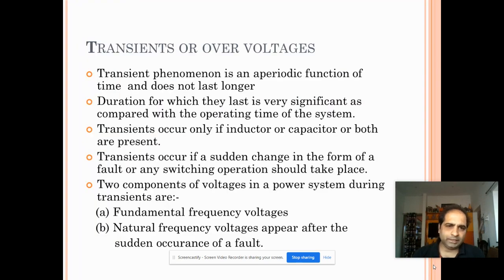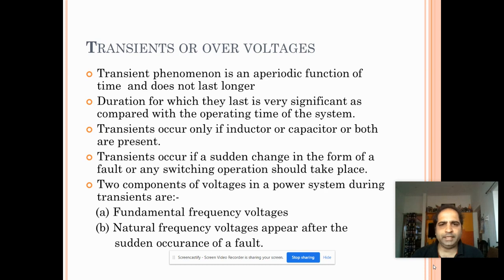Transients or over voltages. Before we go through the chapter, we'll understand what is a transient or what is an over voltage. Transient phenomenon is an aperiodic phenomenon which does not occur periodically or which occurs randomly, and it does not last for a longer duration. The duration for which they last and the operating time of the system is very significant in the study of transients or over voltages.